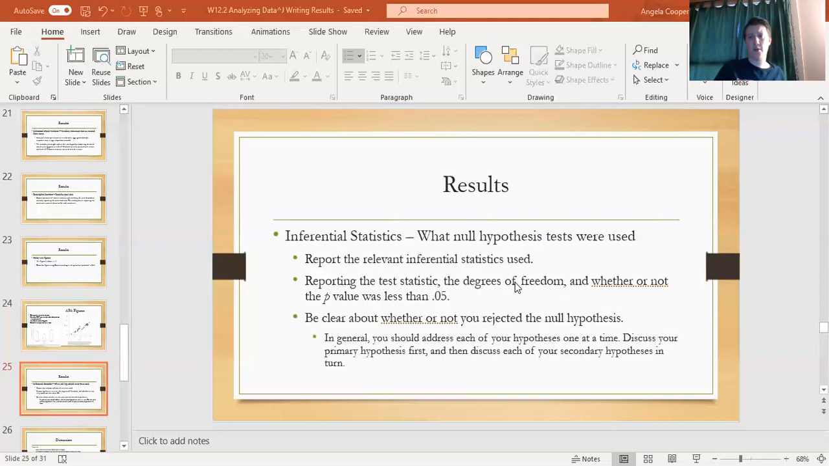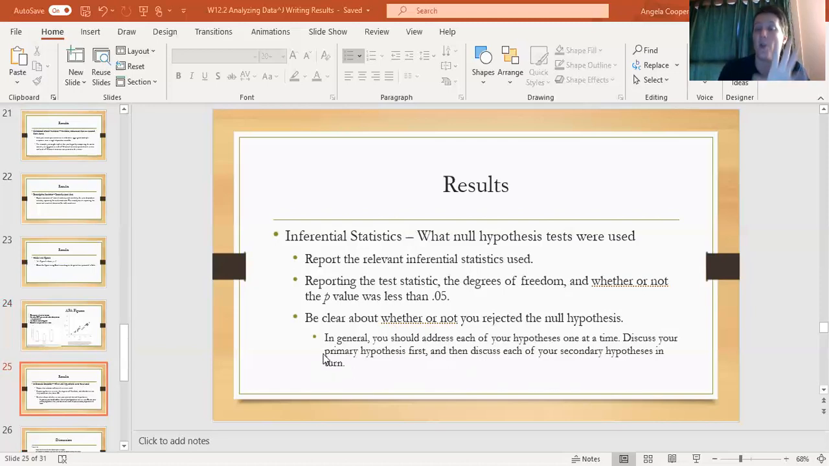So this we've just gone over in the first half of our little lecture here. The inferential stats: which null hypothesis tests were used? Did you use an independent or dependent samples t-test, essentially? Did you use ANOVA? Did you use chi-square? You'll report that. And again, using that same format, you'll report the test statistic, degrees of freedom, and if the p-value was greater or less than 0.05. Previous slides in this same lecture have shown you exactly what I'm talking about for this part of your results.